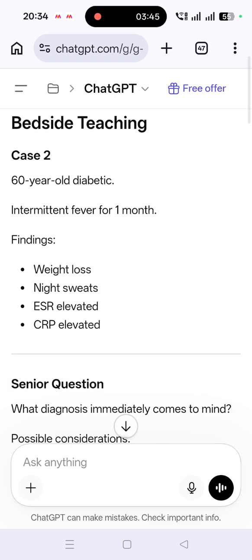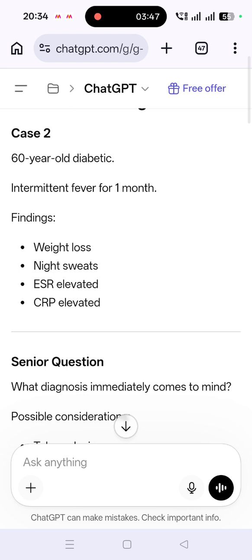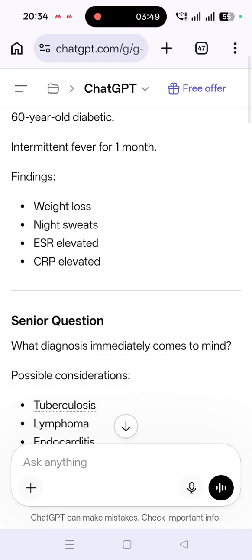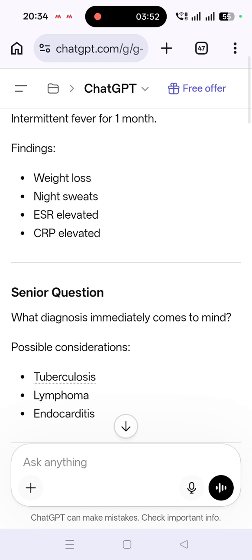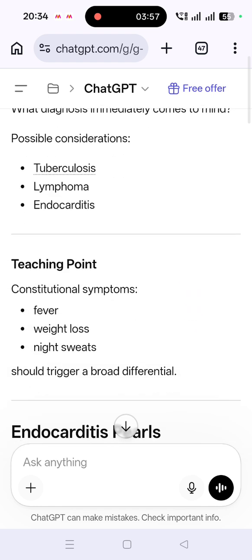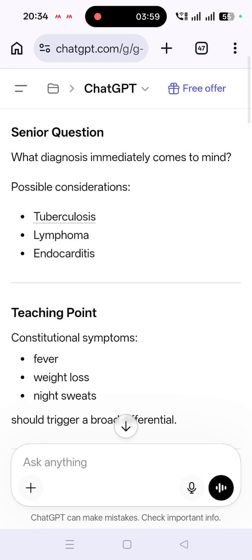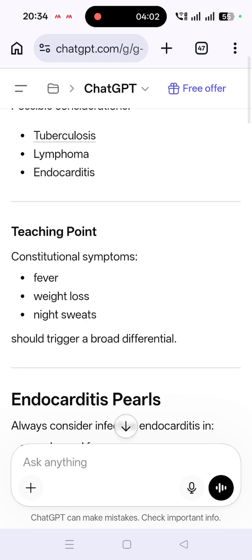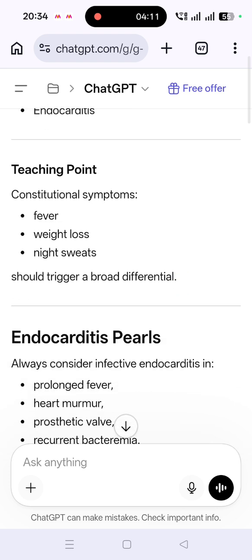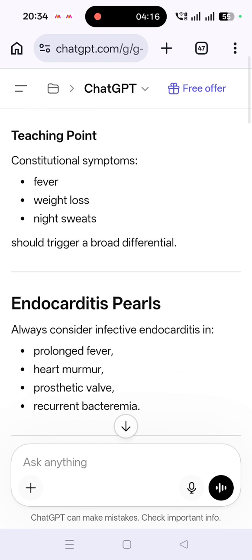So coming to the bedside teaching, here we have a case: a 60-year-old diabetic with intermittent fever for 1 month. Findings are weight loss, night sweats, ESR elevated, CRP elevated. So the question is, what diagnosis immediately comes to your mind? A possible consideration is tuberculosis. Lymphoma or endocarditis may also be there. So the teaching point is, constitutional symptoms such as weight loss, fever and night sweats should trigger a broad differential.